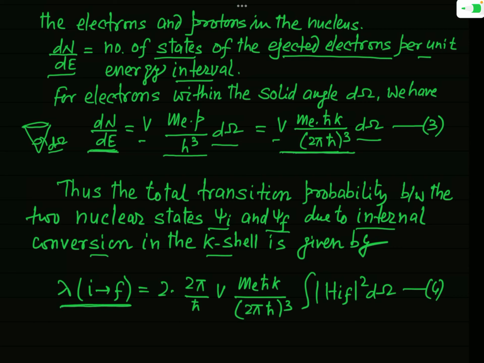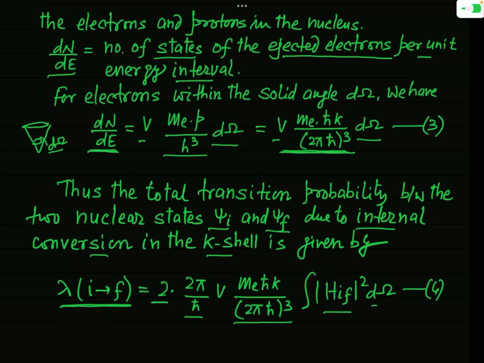So lambda i to f will be what? This will be 2π over ħ times mod of H_if squared, and mod of H_if squared is here, and dω. And the remaining factor in this expression, you can see, is m_e ħk over (2πħ) whole cube. But why this factor 2 here? I have multiplied this result by 2.